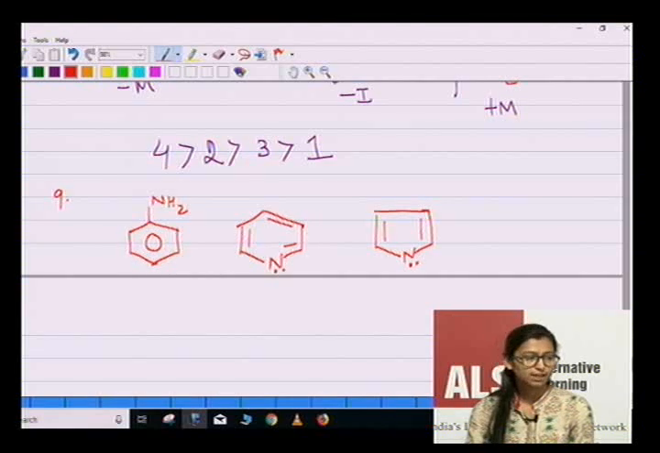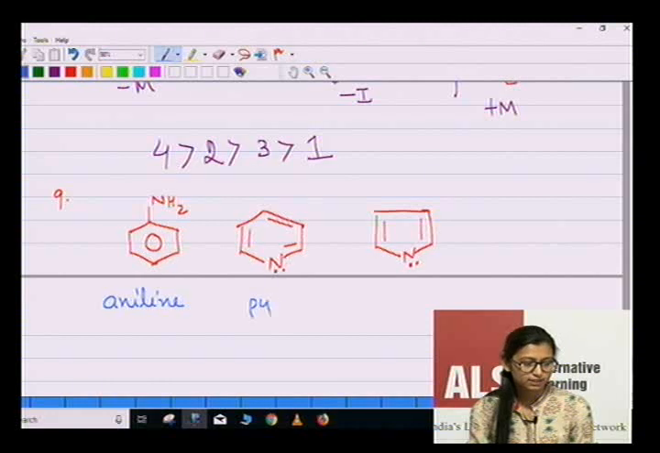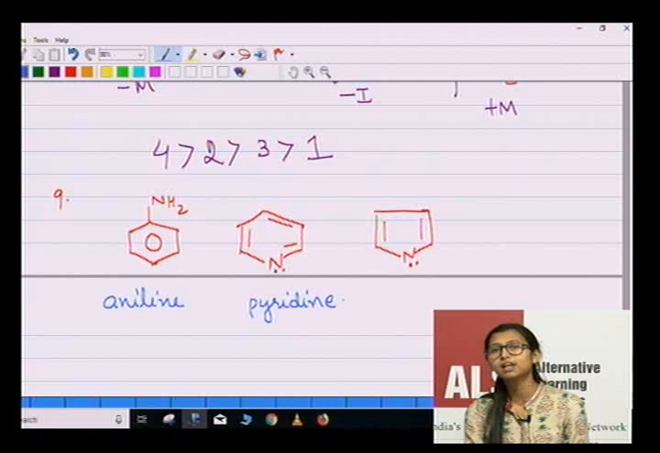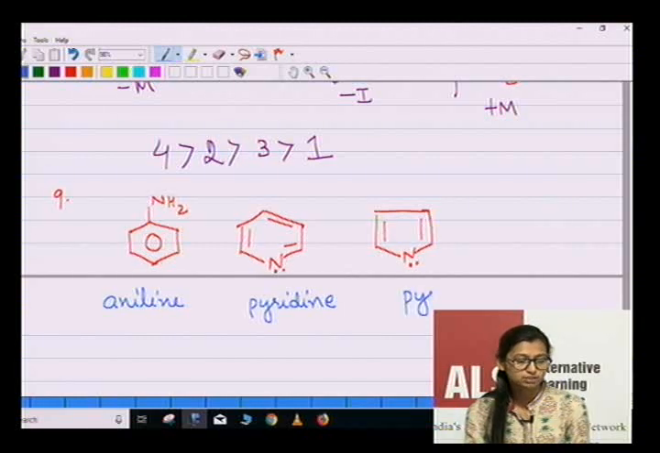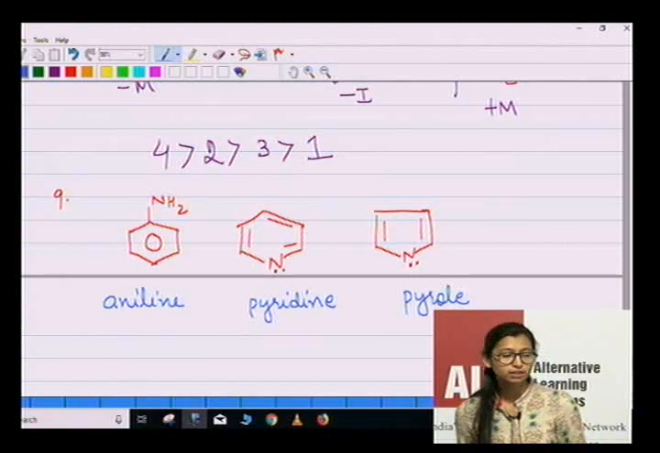Okay, look at the screen. I am writing the names here. See, this is first of all aniline. This is pyridine. Pyridine is the name. All of these three are aromatic compounds, okay? We know the two compounds. Very good. And the last one, this last one is pyrrole. This is pyrrole, okay?